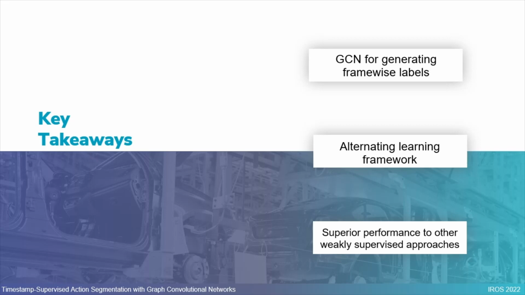To conclude, we propose a novel method for timestamp supervised activity segmentation which utilizes a graph convolutional network for generating dense frame-wise labels from sparse timestamp labels. The graph convolutional network is learned in an end-to-end fashion to use not only frame features but also connections between neighboring frames. Moreover, we present a framework for alternating learning of both the segmentation model and the graph convolutional model. We also show that our method is superior to other weakly supervised approaches while performing on par with or better than the state-of-the-art in timestamp supervised activity segmentation.